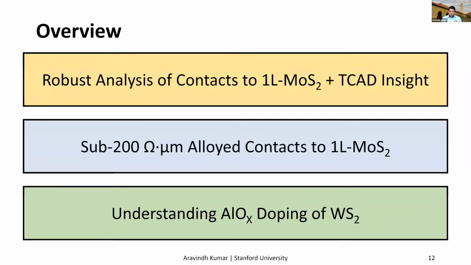First, I will talk about how we set up a platform for reproducible and rigorous analysis of contacts to monolayer MoS2. Then I will talk about how we use this platform to develop really good alloy contacts to monolayer MoS2. And in the final section, I will talk about our work on understanding the doping effect of aluminum oxide on this TMD called WS2.